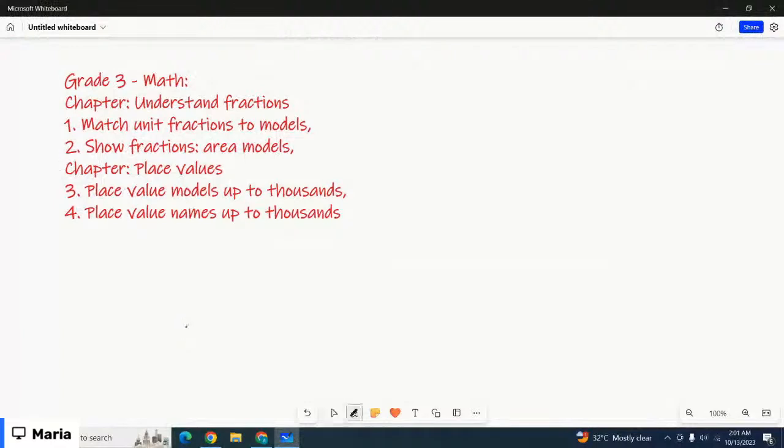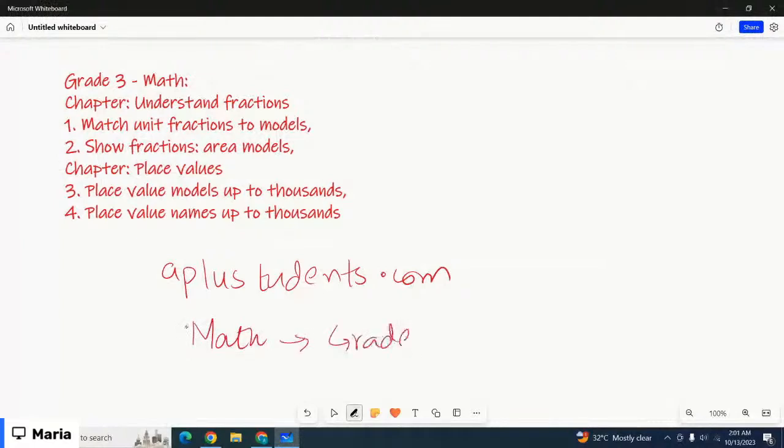So you can find all the lessons on aplusstudents.com. You have to log in there using your email address and password provided by the administrator. Then you have to select math from the subject tab. Scroll down to grade 3 and then click on view all lessons. So there you can find a list of the chapters.